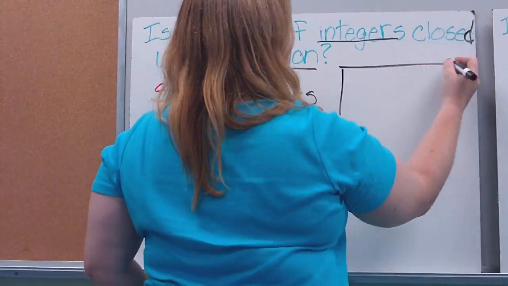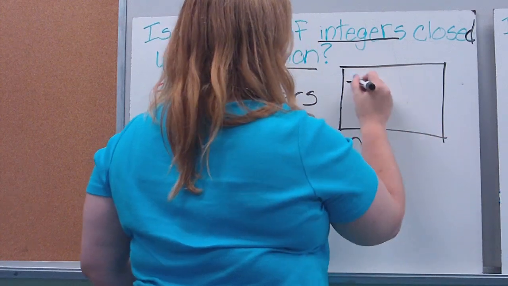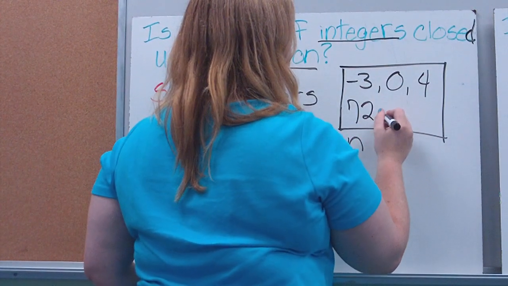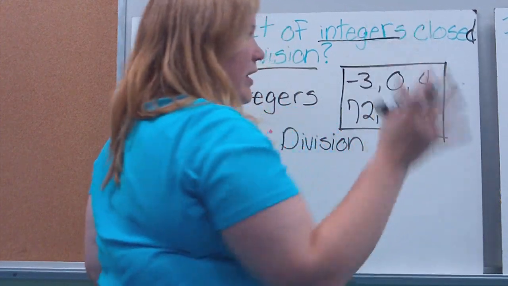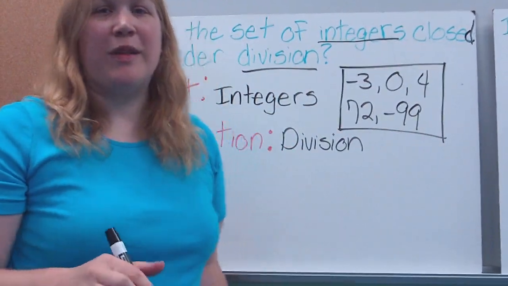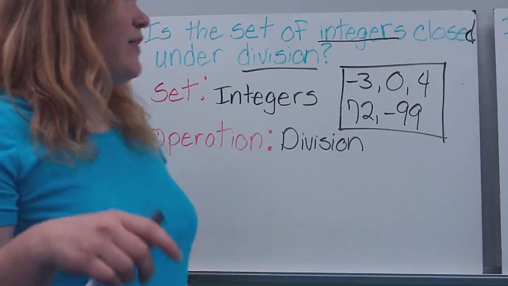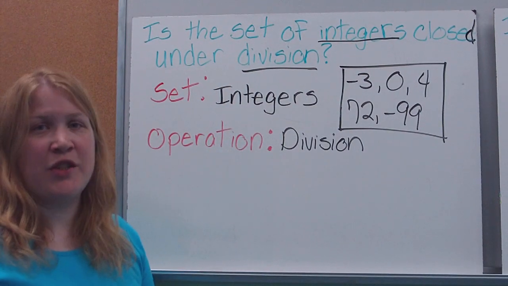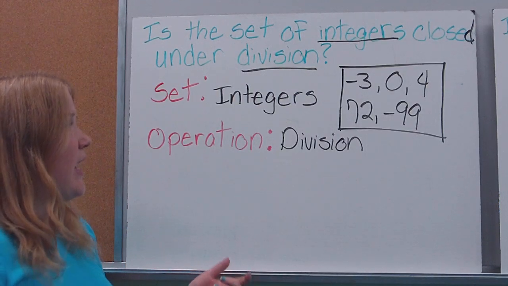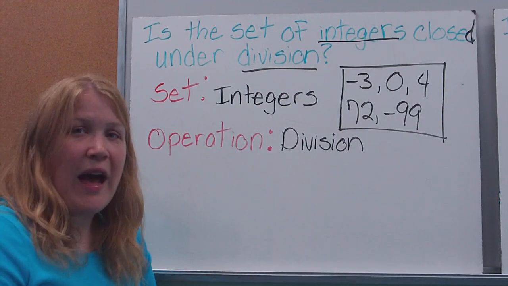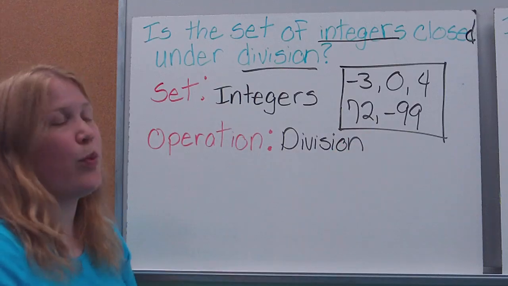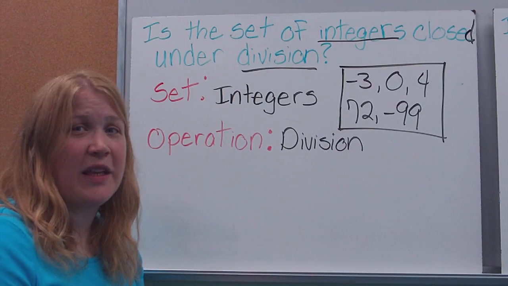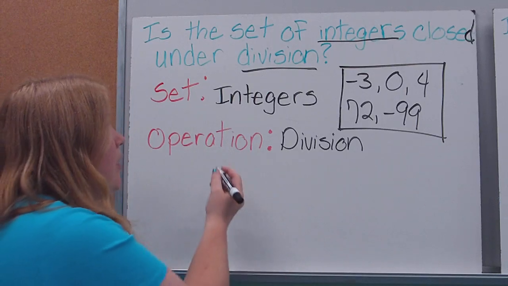So, within our box, if we want to pick a few examples, we could have negative 3, 0, 4, 72, negative 99. You could keep going and going to fill this box, but there are a few examples. I have some negatives, I have some positives. What doesn't fall into the category of integer would be fractions or decimals. So basically I want to see, is there a way that I can divide so that I will not wind up with an integer? So think fractions and decimals. Is there a way that I can divide something that I won't wind up with a whole number? Well, let's take a look.